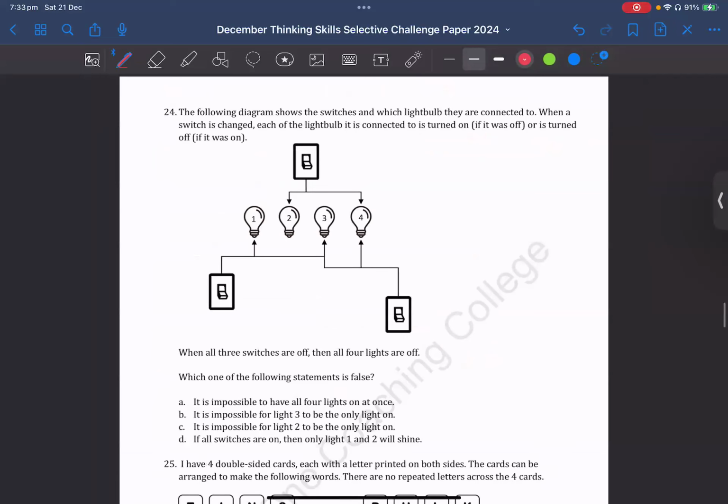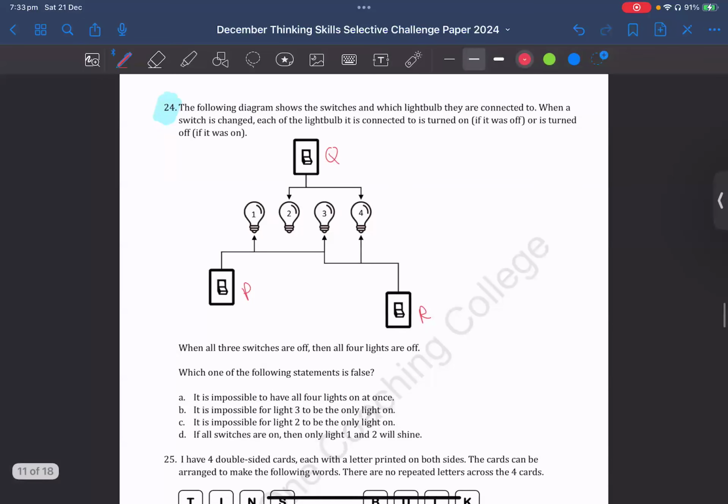24. This is another question I would consider quite difficult. The following diagram shows the switches and which light bulbs they're connected to. When a switch is changed, for the purpose of this question, I'm going to name each switch P, Q, and R, just so we can see what's happening. When all these switches are off, then all 4 lights are off.